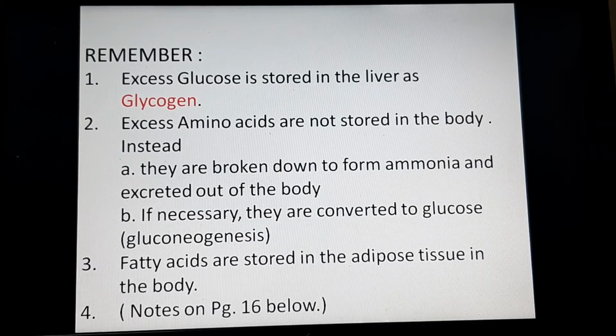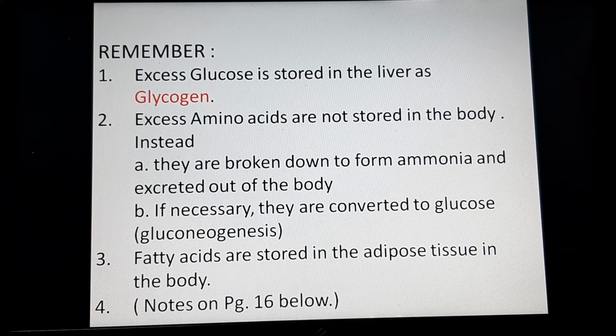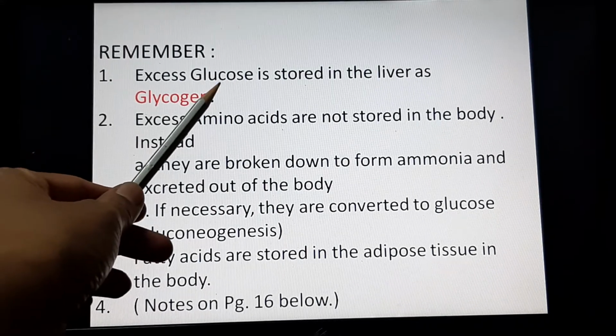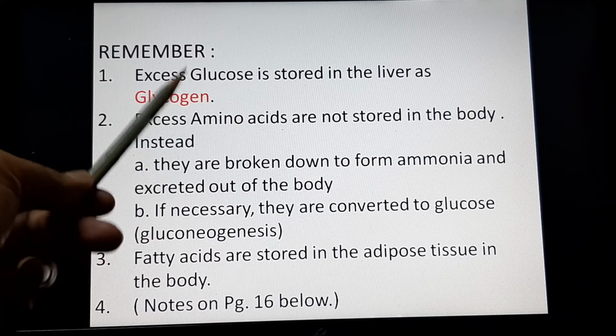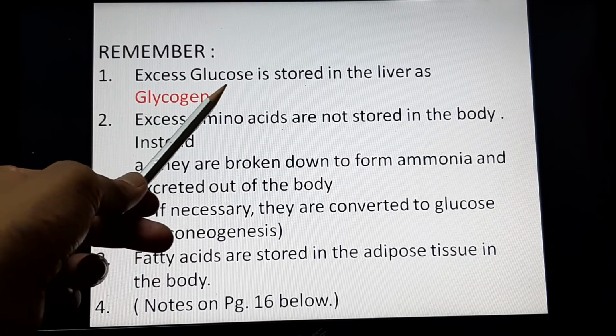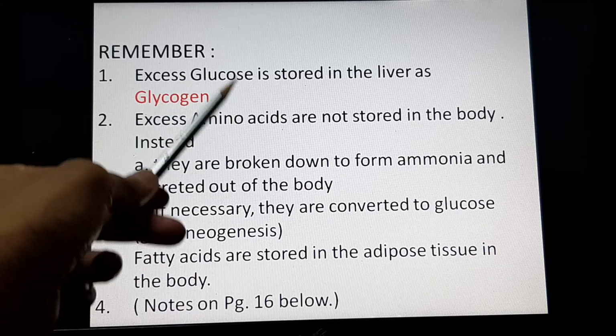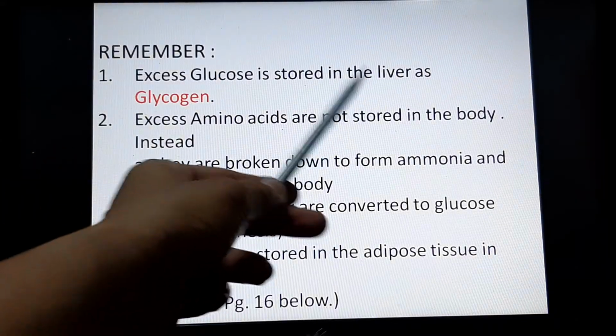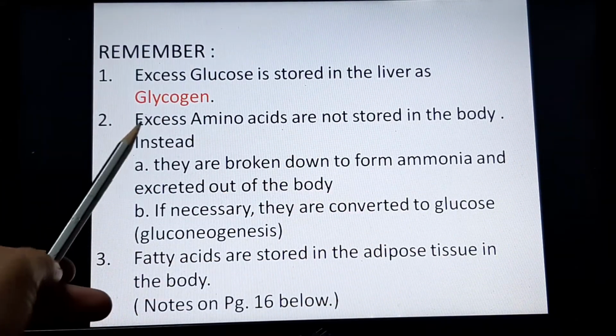Now on page 16 of your textbooks, in a box you have some interesting things which you must also know. For example, if we have extra glucose in our body, suppose when we eat a lot of food, maybe carbohydrates, they are broken down into glucose, and if they are in excess, then some of it will be stored in the form of glycogen in the liver.